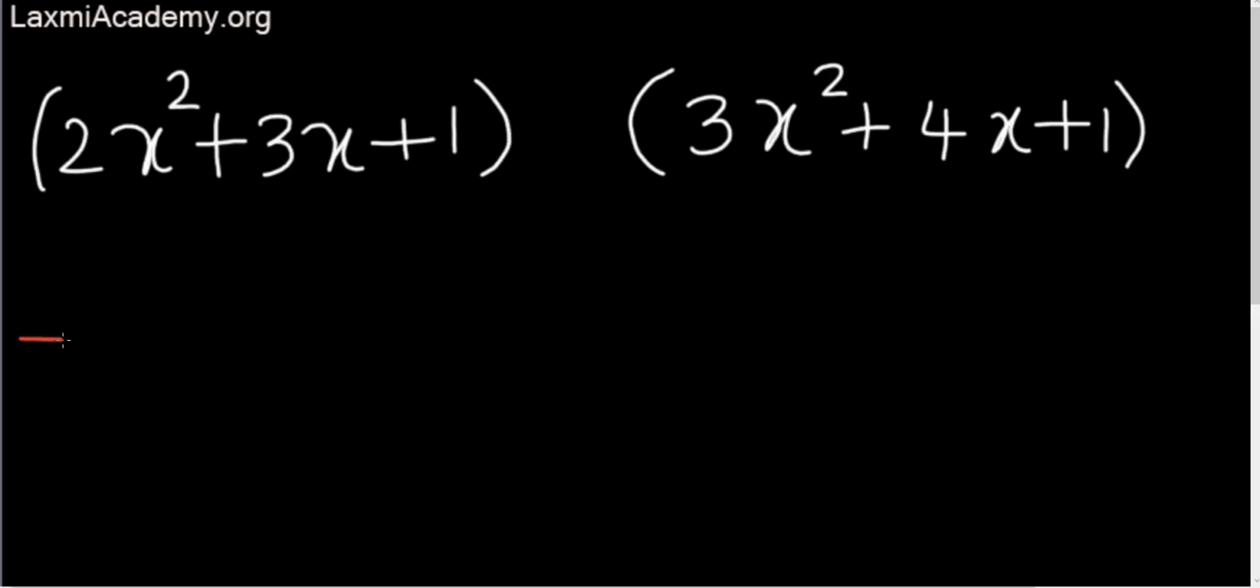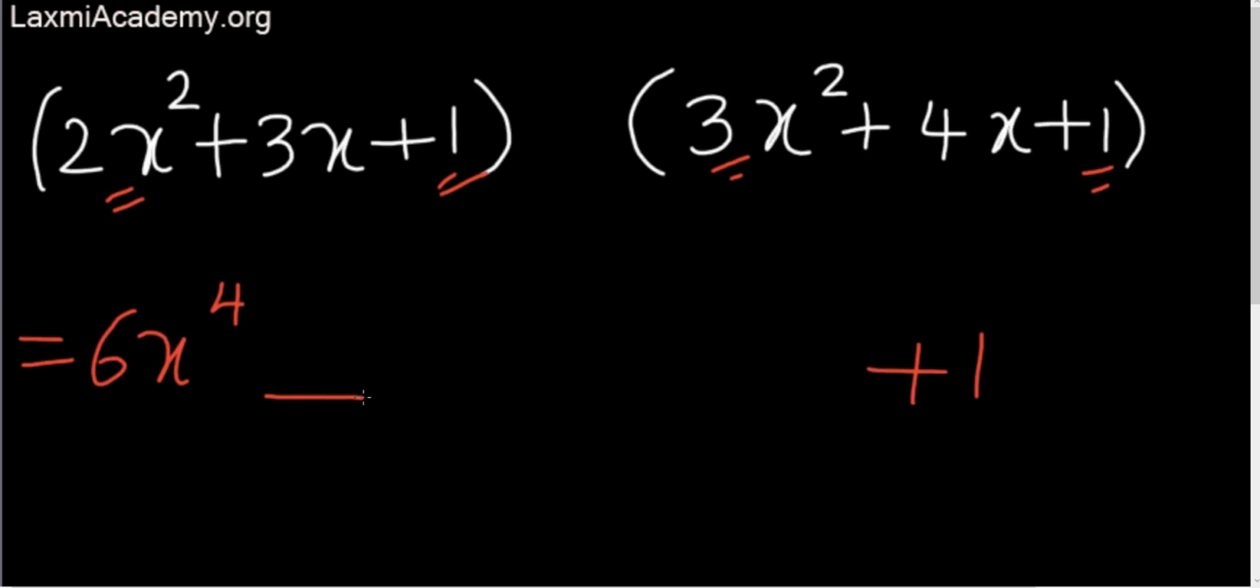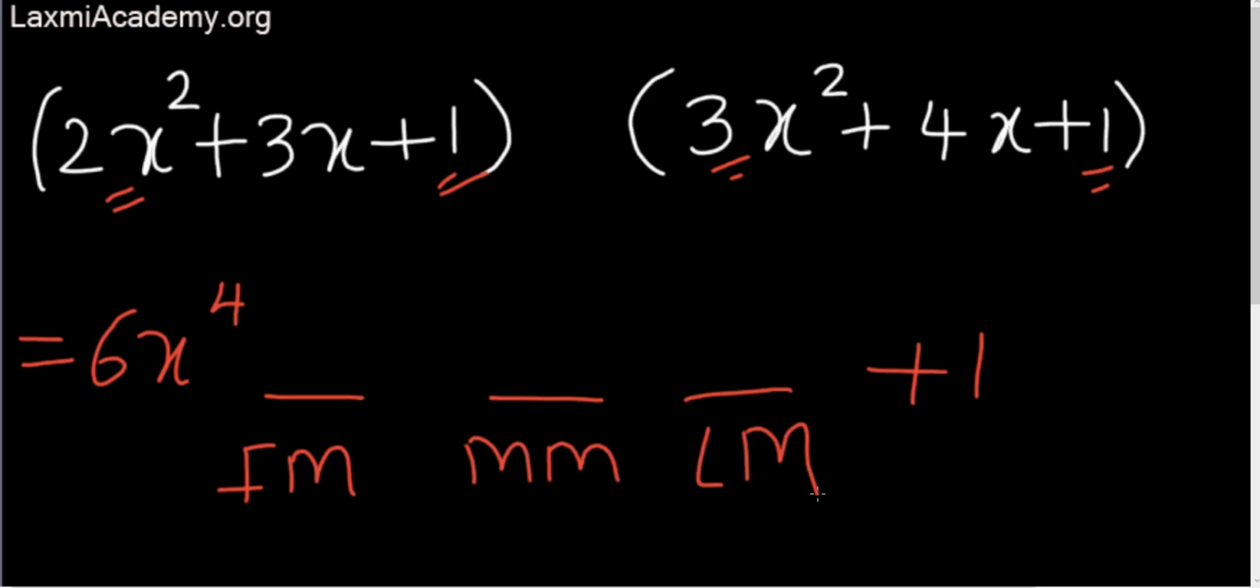So the first term, you take the first term and multiply with this first term. So 2x squared times 3x squared is 6x to the fourth. Last term, you multiply last term with the last term. So positive 1 times positive 1 is positive 1. Here we have to find out three middle terms: first middle term, middle term, and last middle term.